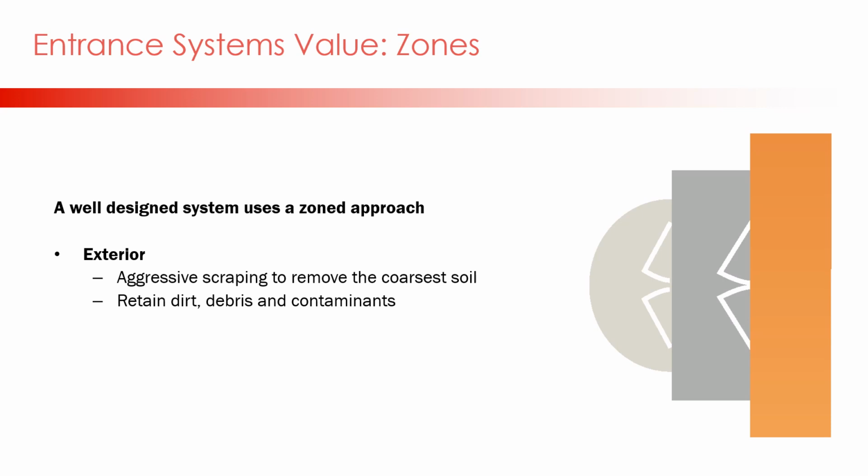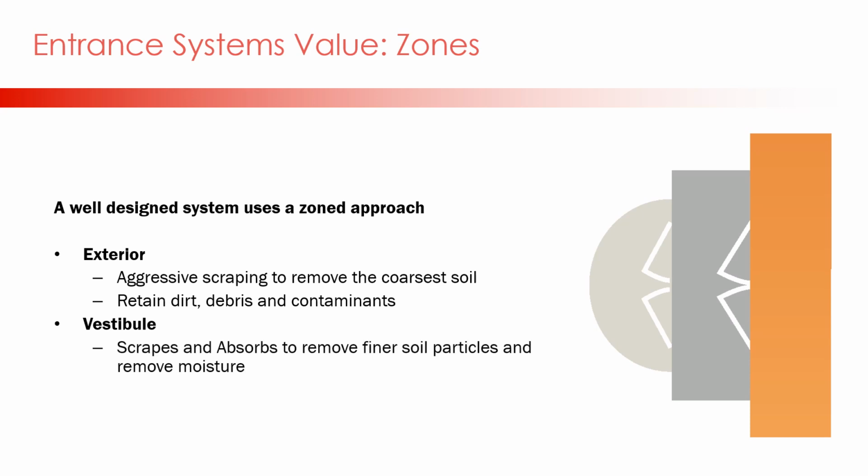The interior includes the vestibule that is between the exterior and interior doors. This area scrapes off finer soil particles and absorbs moisture. When measuring an entrance flooring system, you should combine both the exterior and vestibule areas. Again, the combined length of the system will determine how much dirt and moisture will be removed.